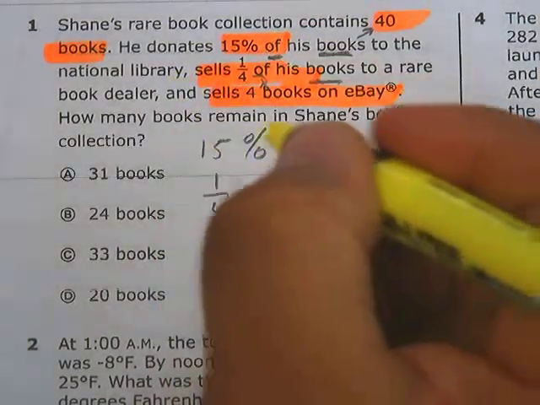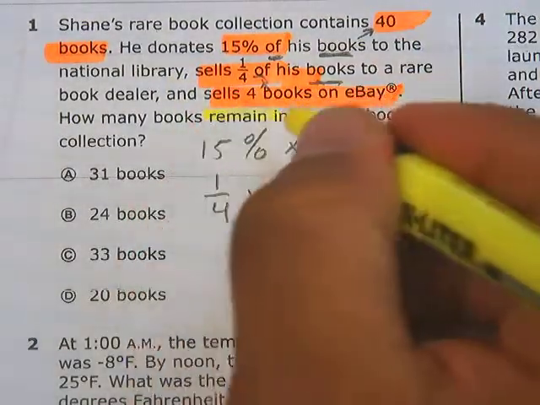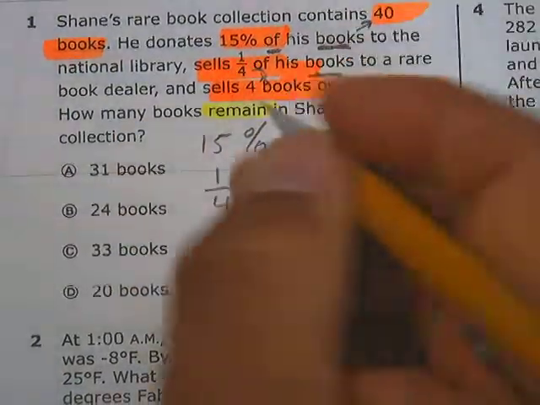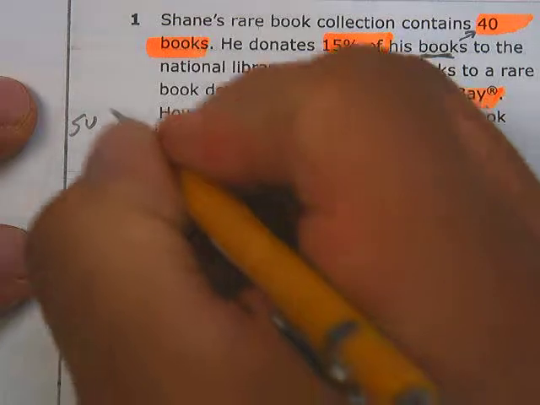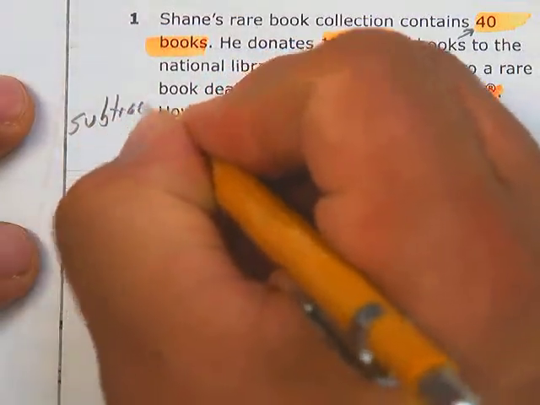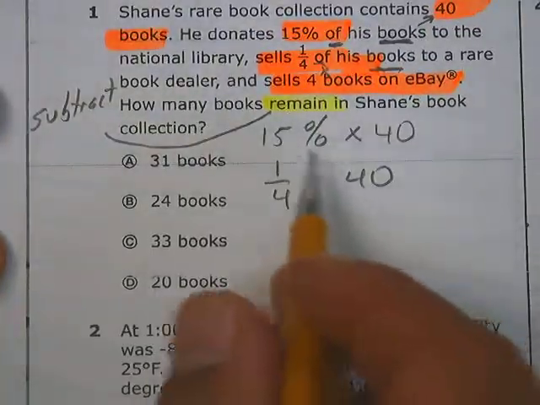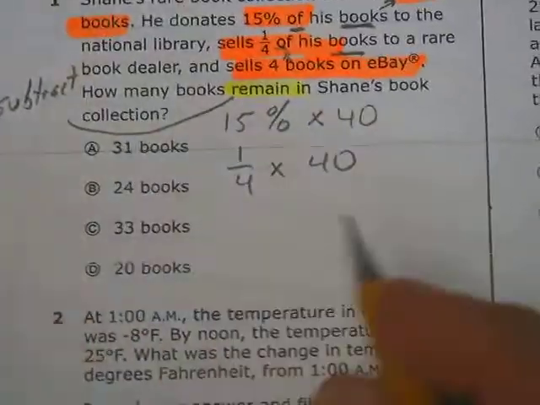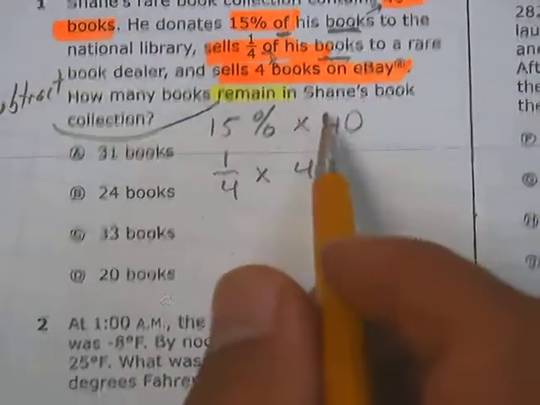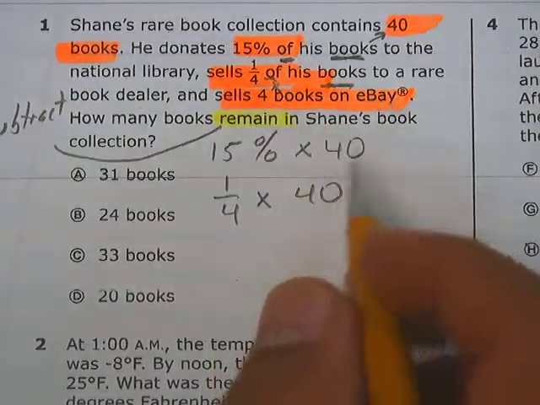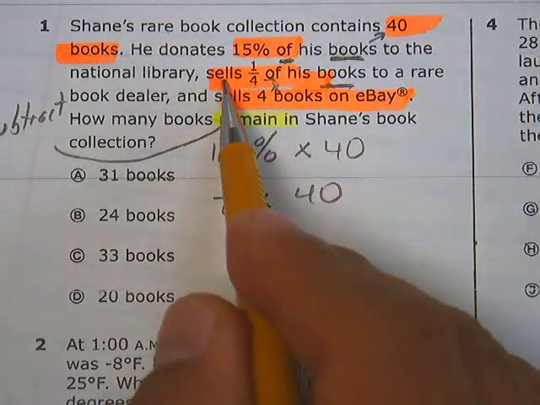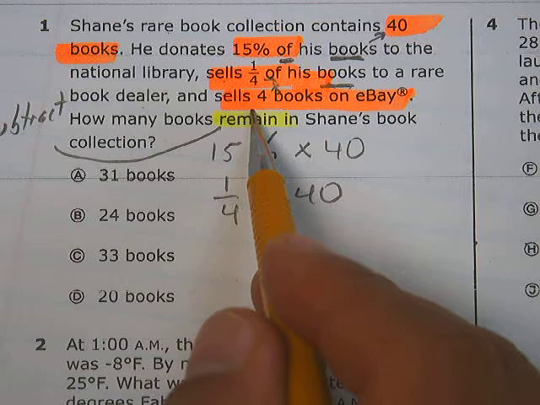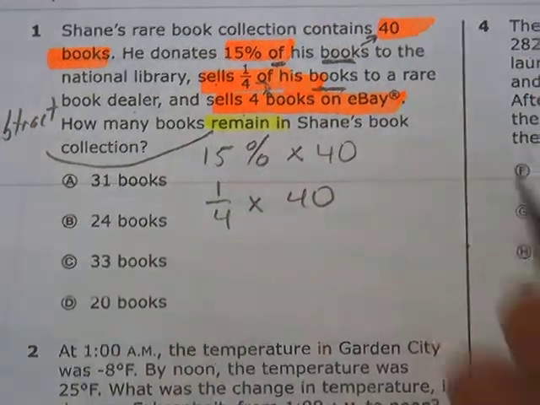So remember, remains is another key word. Remains means subtract. So here, subtract. Okay, so the word remain means subtract. Well, first you got to find out how many books he's actually got rid of, whether it's by donating, by selling to a rare book dealer, or by selling on eBay.